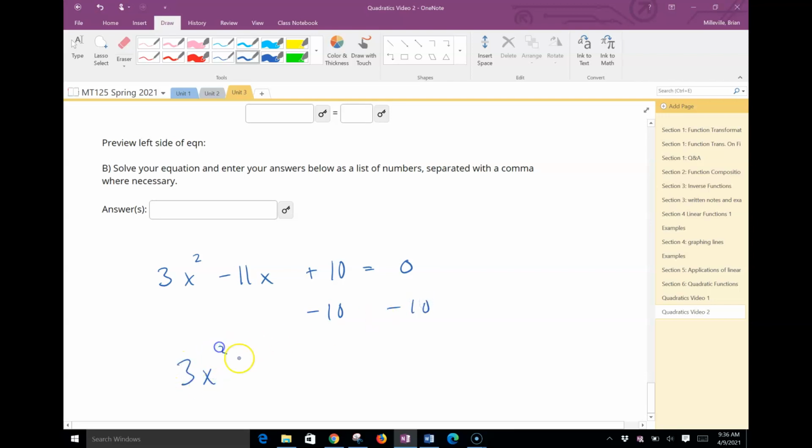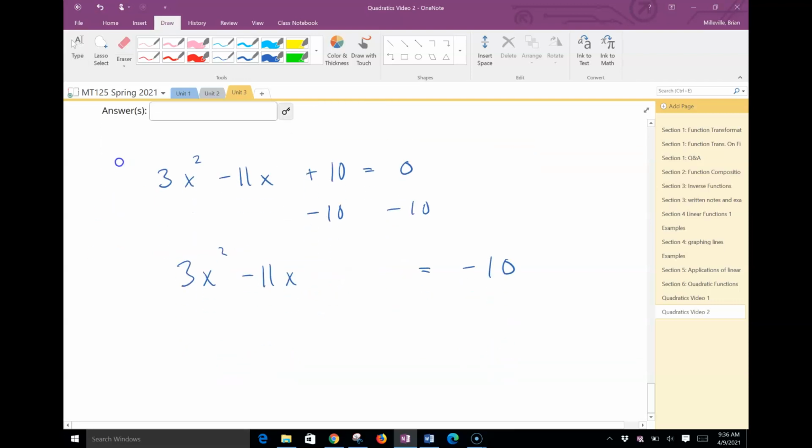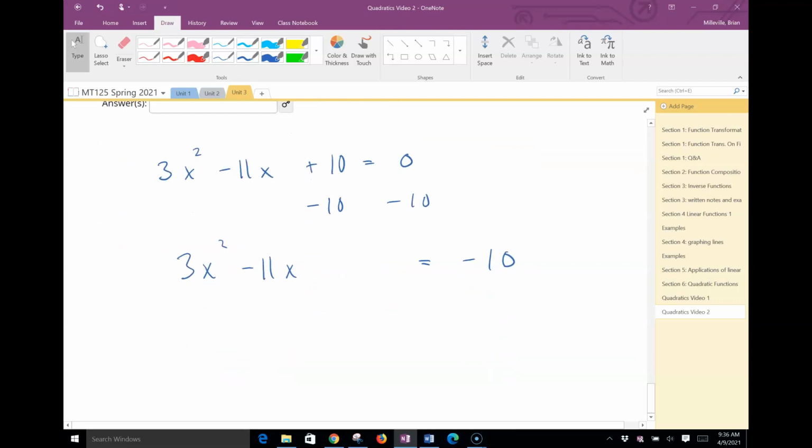Again, different than what we saw in the last video, because we have an equation here, so we can move numbers to other sides of the equation. All right, so we get negative 10 over on the right side. And just buckle up. If you need to watch this a couple of times, go ahead.